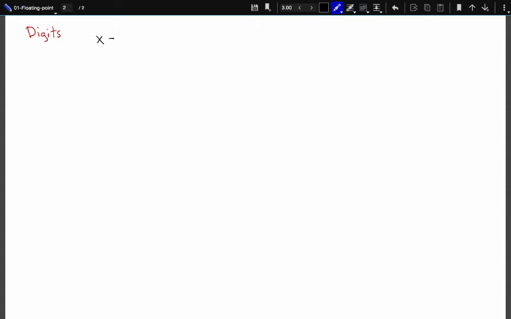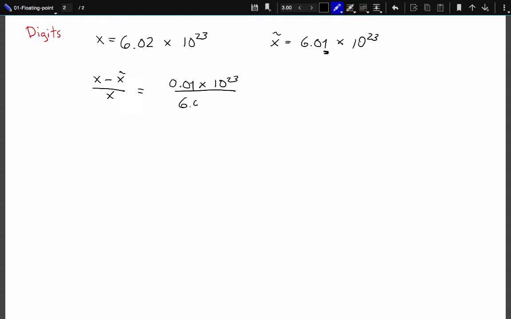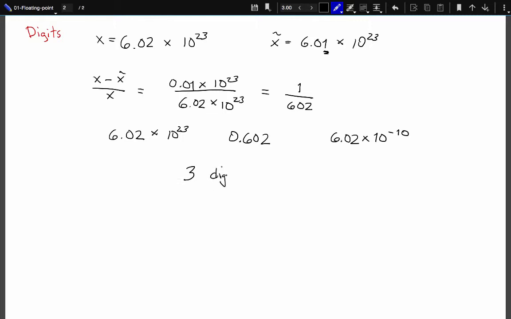Now, you're probably familiar with the concept of significant digits from laboratory science. So if x is 6.02 times 10 to the 23rd, but the last digit is uncertain, let's say we just change that last digit and call it x tilde. Then the relative distance between the two is the ratio of 0.01 and the original x. Both of them are scaled by that 10 to the 23rd, which cancels out. And the answer is 1 part in 602. So it's the same result whether you have this number or 0.602 or something with a very small scale. They all have what we would call 3 significant digits.